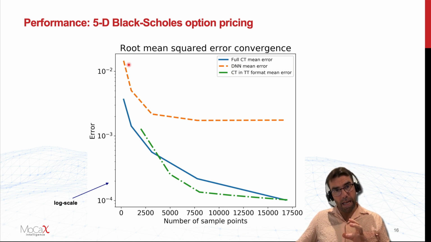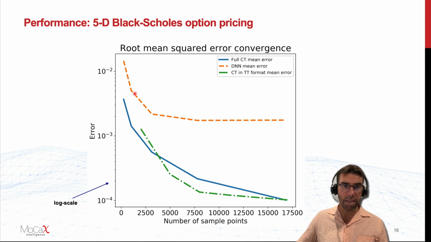When we look at the DNN line, which is this line here, you can see that it starts getting better, but there is a point in which it doesn't matter how many more points you give to it, it hardly improves in accuracy. That is what I meant before by slow convergence.